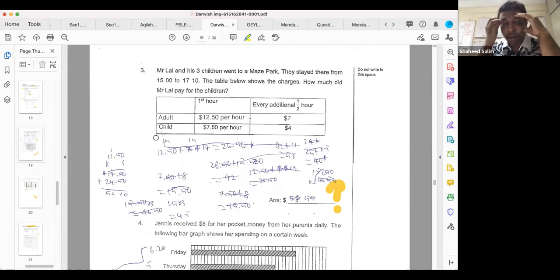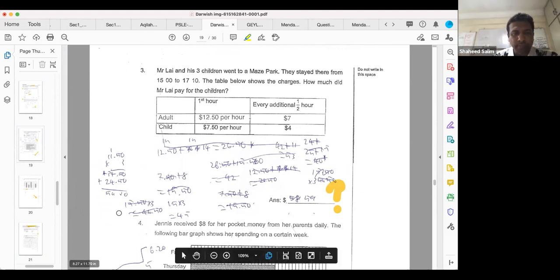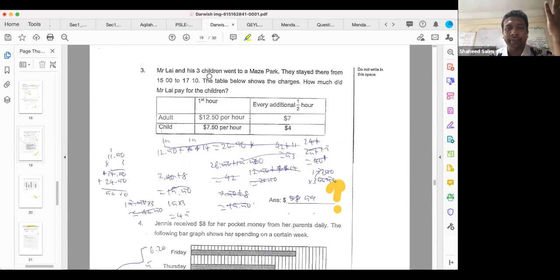So for the adult, how much must he pay? So I'm trying to find out now from your working, because the teacher also will be looking out for clues, whether you understand, to give you marks. So now, Mr. Lai and 3 children. So there are 4 persons going, right? Mr. Lai is an adult. Let's assume the children are cheaper. So Mr. Lai for 2 hours 10 minutes, how much must he pay?